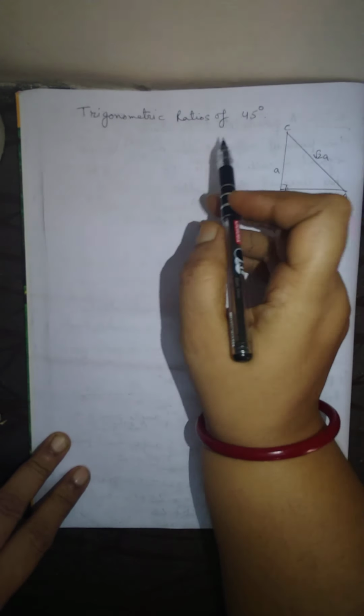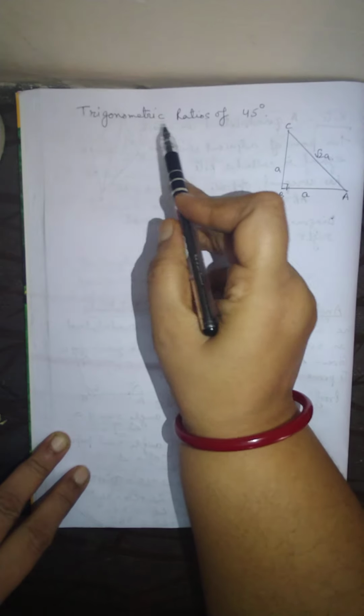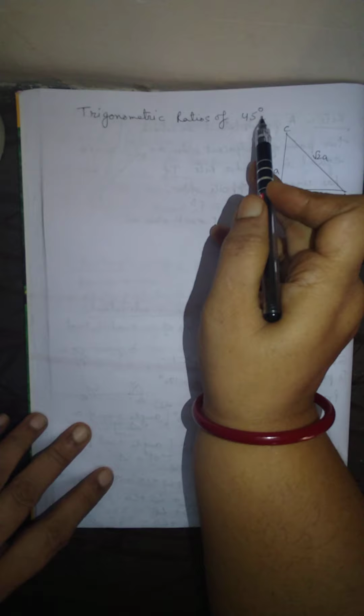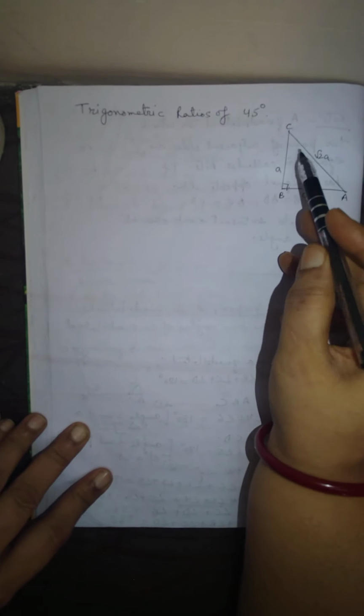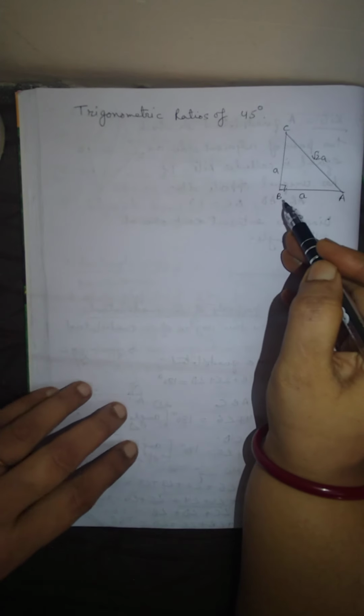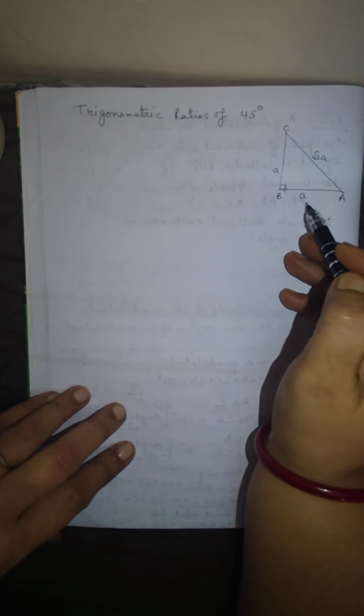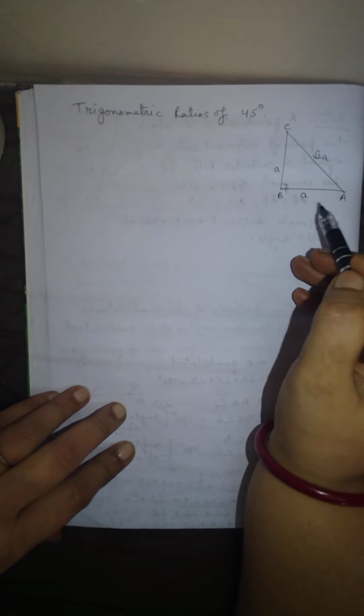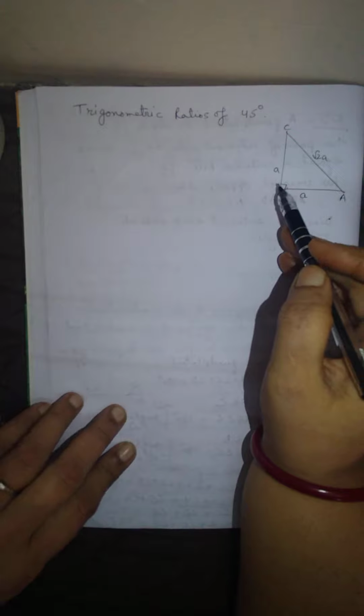Today we'll find trigonometric ratios of 45 degree. So draw a right angle triangle, isosceles right angled at B, and let the sides be A. AB equals A, and it is an isosceles triangle, so AB equals BC, that is also equals A.